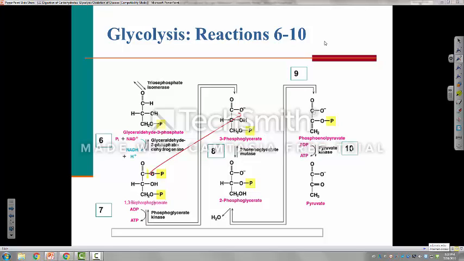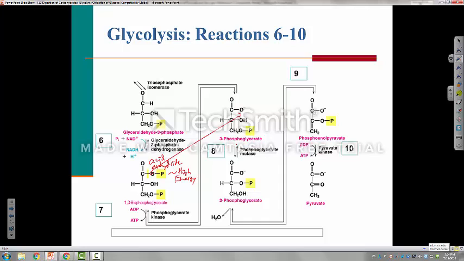This is an acid anhydride bond, and it's high energy. That energy then is used to phosphorylate ADP to ATP, so now it's gone. That phosphate here on the top is gone. This step here is also reversible. This step here is also reversible. All these are reversible, except for this last step.